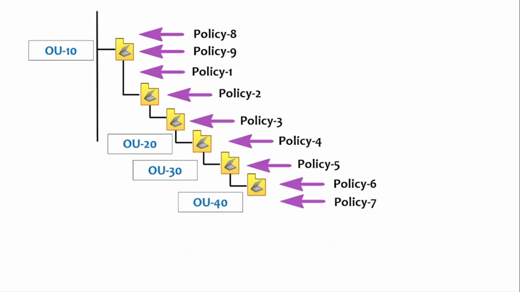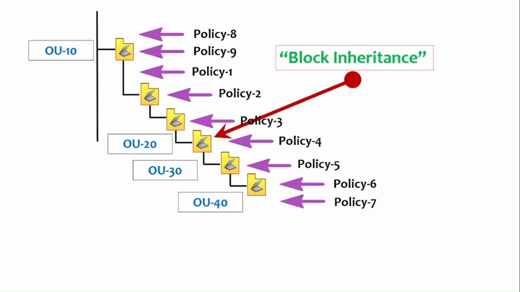Let us take another example over here. We have 4 OUs, OU 10, 20, 30 and 40, and we have policies which are linked at different levels. What we did is we blocked the inheritance on OU 20. Let's see what happens if we block the inheritance on OU 20.